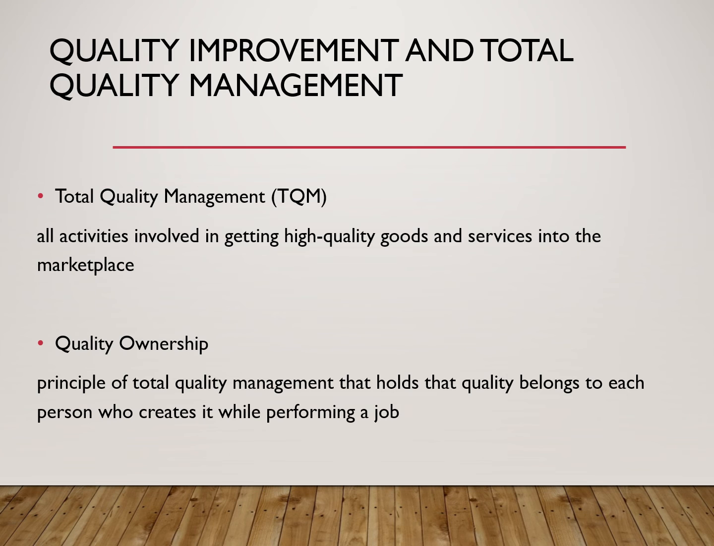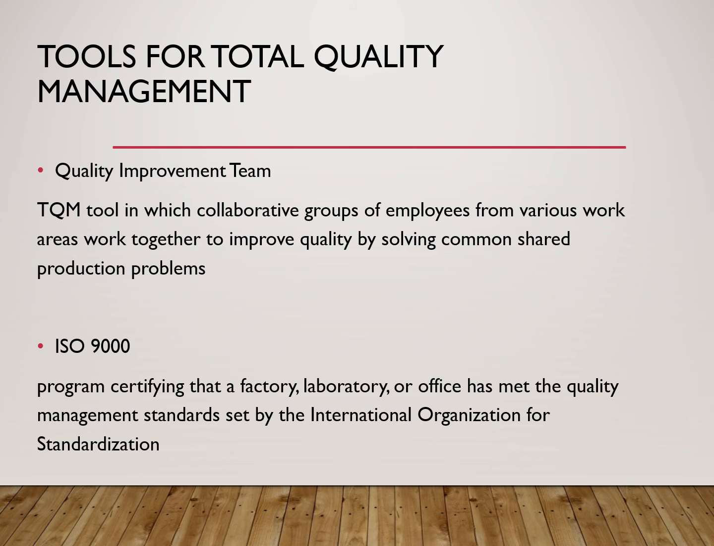Tools for total quality management include the Quality Improvement Team, which is a TQM tool in which collaborative groups of employees from various work areas work together to improve quality by solving common shared production problems. ISO 9000 is a program certifying that a factory, laboratory, or office has met the quality management standards set by the International Organization for Standardization.